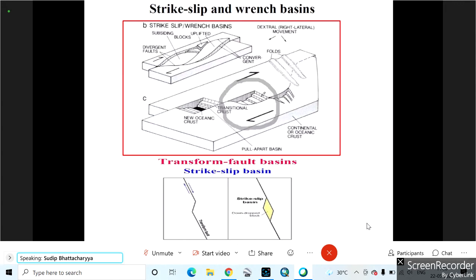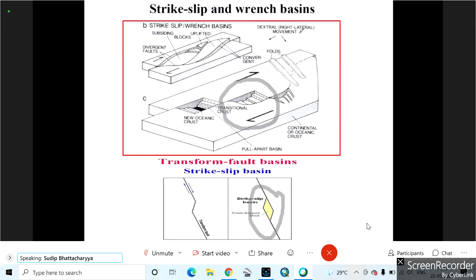Then what happened? Then a basin will be formed when it turns apart, and this basin is actually called the strike slip basin or pull apart basin, same like this. This is almost a rhomb shaped basin everywhere. The normal situation is rhomb shaped. Due to the strike slip movement, it is also called strike slip basin.